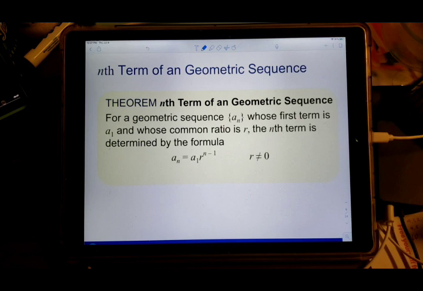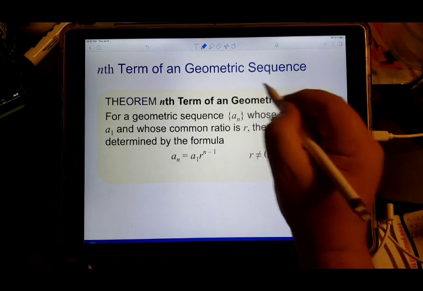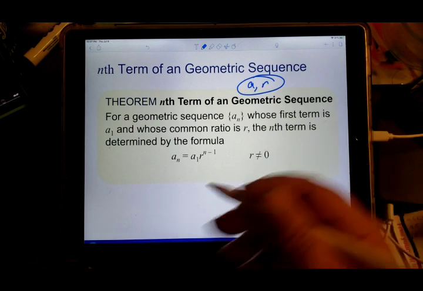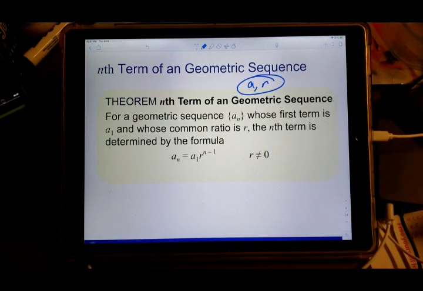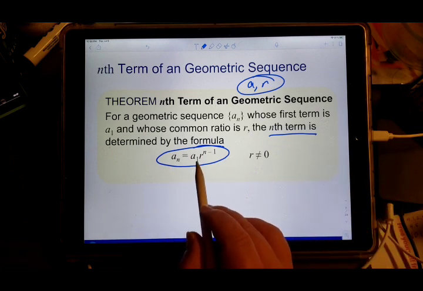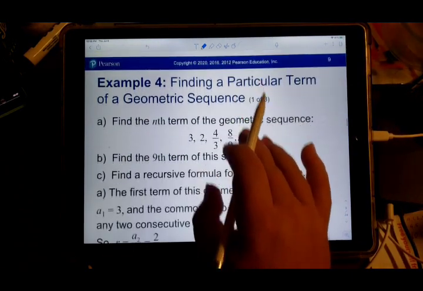All right, so I said the most important thing to make something visible in a geometric sequence is to know A1 and to know R. If you know that, you know everything about the sequence, including a formula for the nth term. The formula for the nth term is A sub n equals A1, the first term, times R to the n minus 1. So this is a formula you just want to have available in your mind. And let's see how it works.